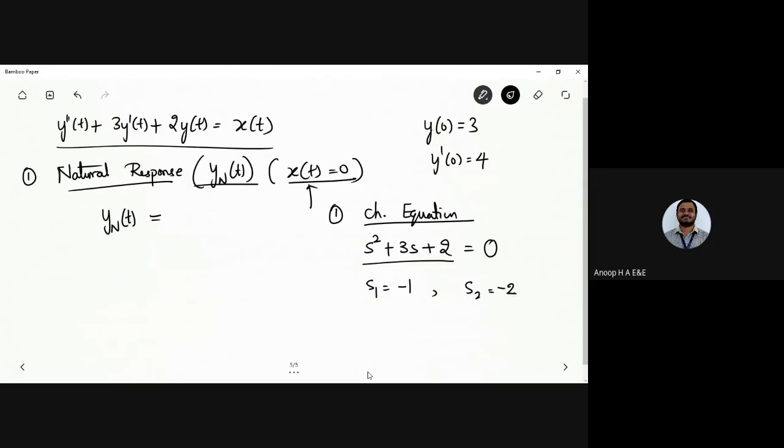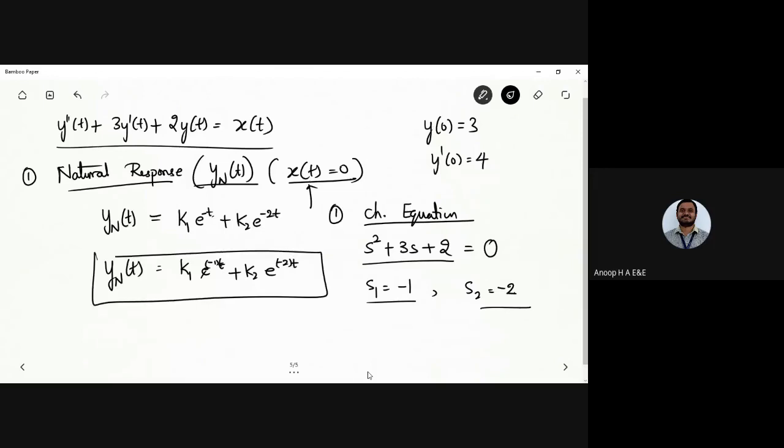Now in order to find out the natural response, as I already told you, that is k1 e power minus t plus k2 e power minus 2t. So this is -1 here, that is minus t. I can write it as k1 e power minus 1 into t plus k2 e power minus 2 into t. That's how I can find out, from the given roots of the equation, the natural response of the system.